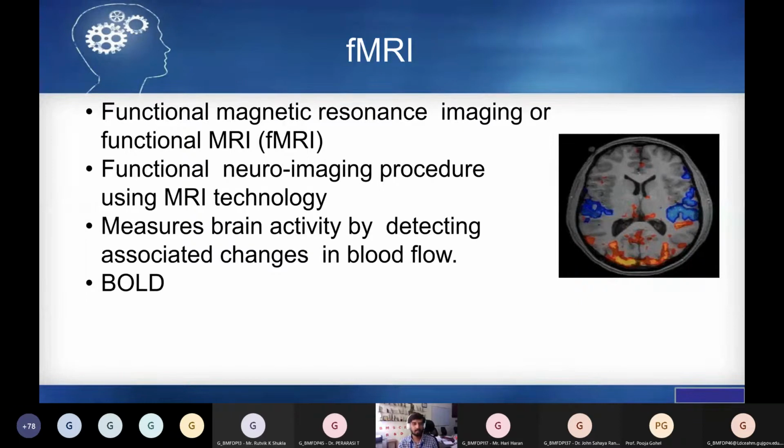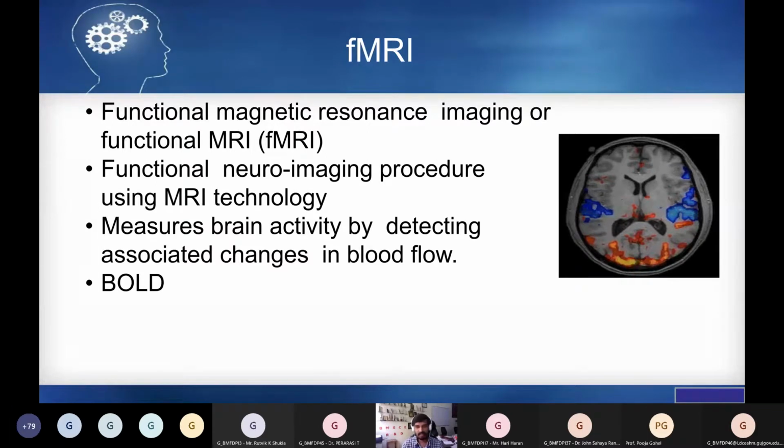There is another type known as functional MRI. Functional MRI shows how the brain is functioning. When I'm talking, there is one part of the brain functioning very actively compared to other parts, and you can know that by a technique known as functional MRI, that is fMRI. It is a functional neuroimaging procedure that uses the same MRI technology, with additional things, because you may have to give a stimulus, you may have to do something.